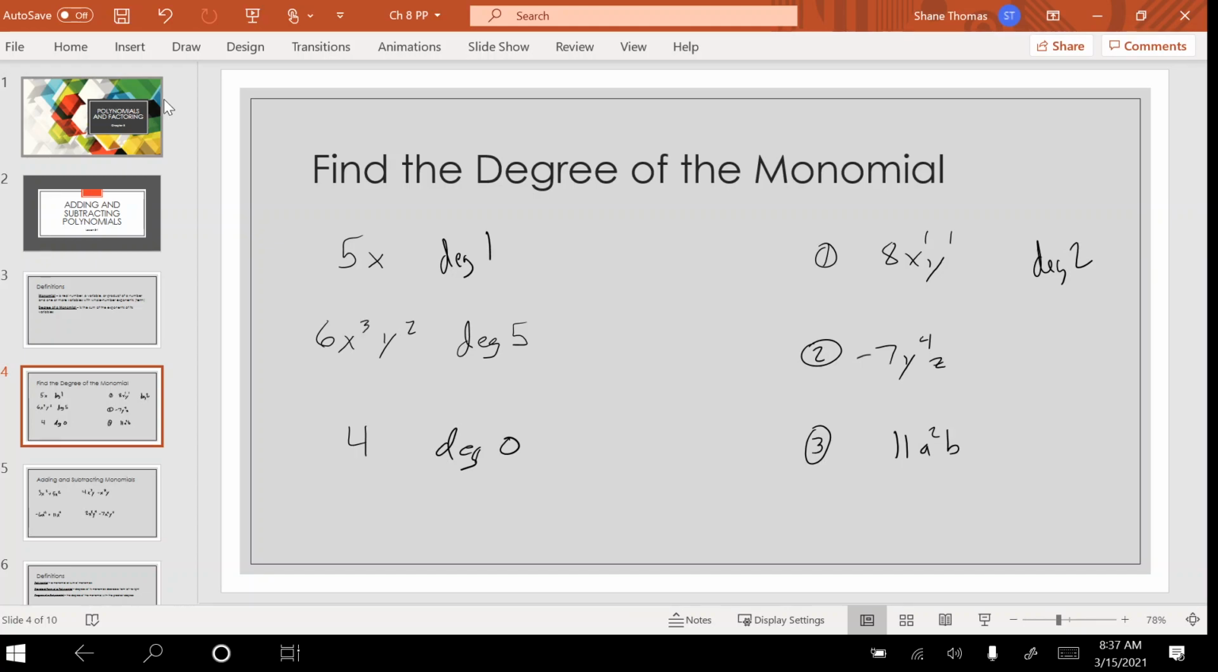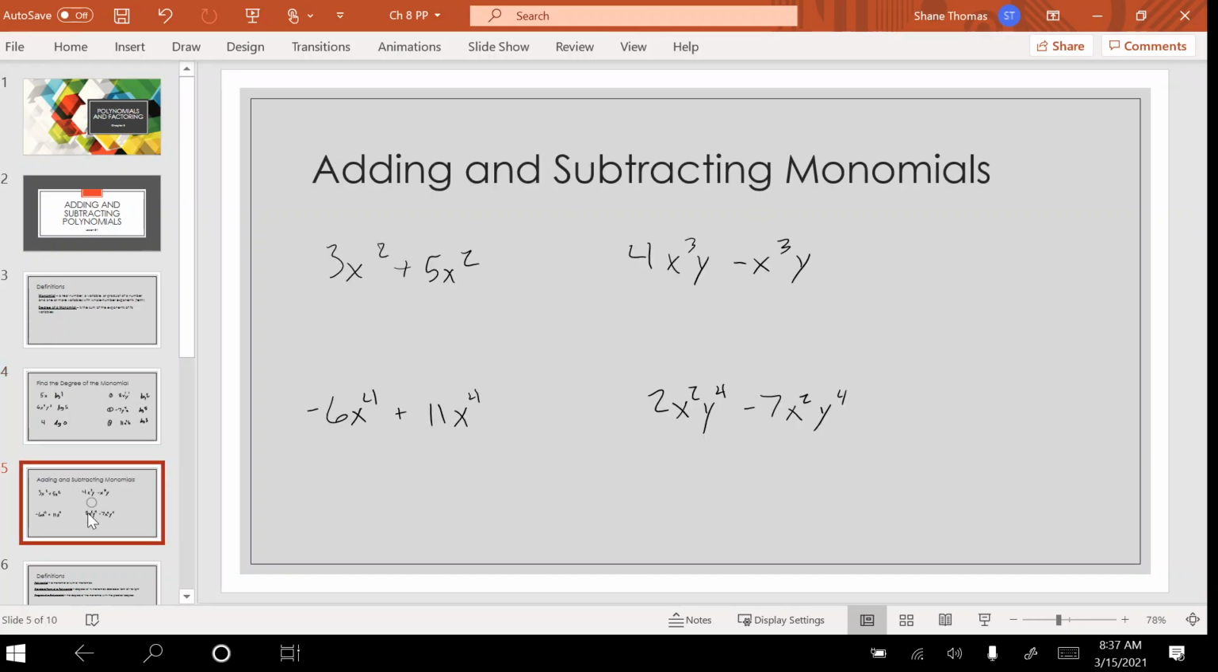Espy, what's the degree of number 2? Degree 5. Correct. 4 and 1. Luther, what's the degree of 3? 3. Any questions with degree so far? Not bad, right? All right, so that was monomials.